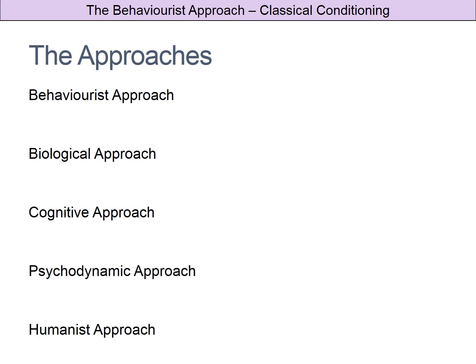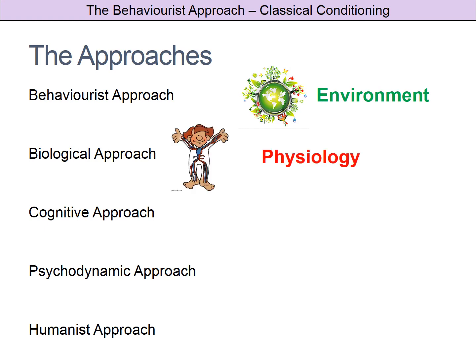So the key concept behind the behaviorist approach is the idea that our behaviour comes from the environment. So we learn how to behave from our experiences and the things that happen to us and the things that happen around us. The biological approach, as its name suggests, focuses on human physiology. So it's our internal environment, our organs, biochemistry, the brain structure, all of those things that influence how we actually behave.